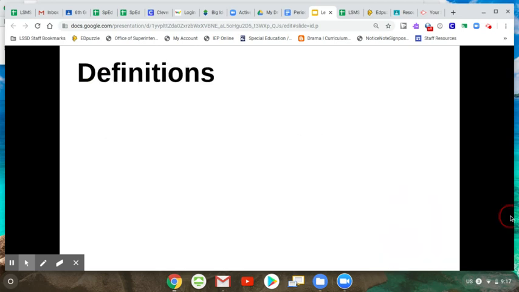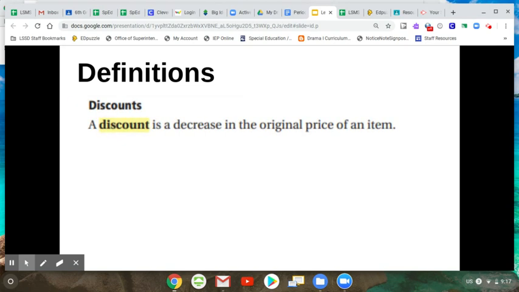There are a few definitions that we need to understand before we can get going. The first one is, what is a discount? Well, a discount is a decrease in the original price of an item, kind of like a sale.